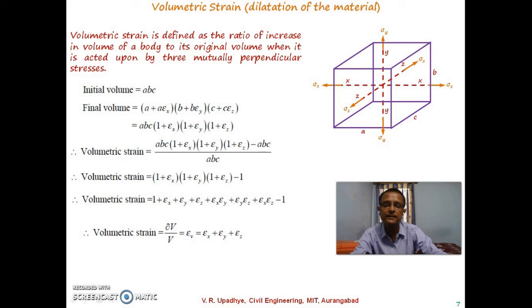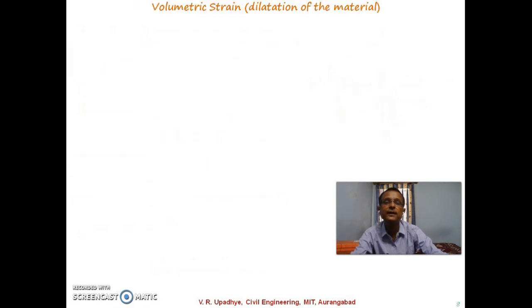So this relation gives us the volumetric strain when three mutually perpendicular stresses are acting in three different directions. So with this, volumetric strain is equal to delta V by V, which is equal to epsilon x plus epsilon y plus epsilon z. So we will go further.